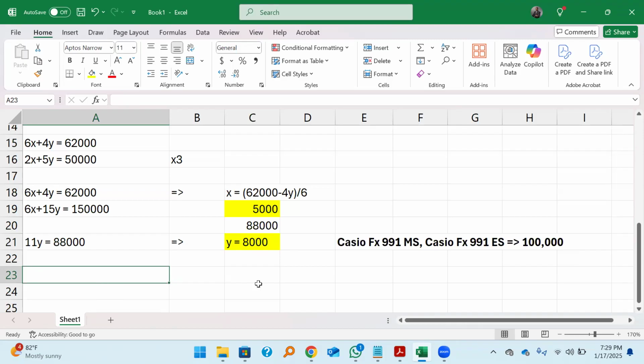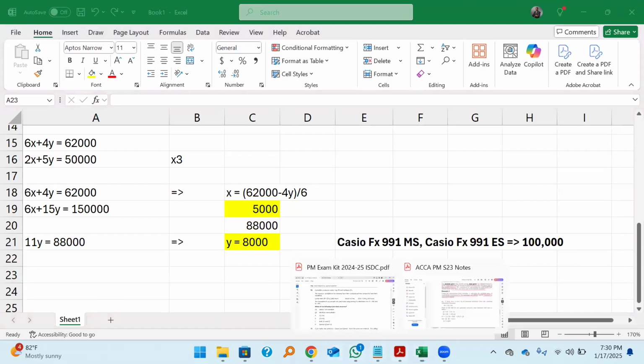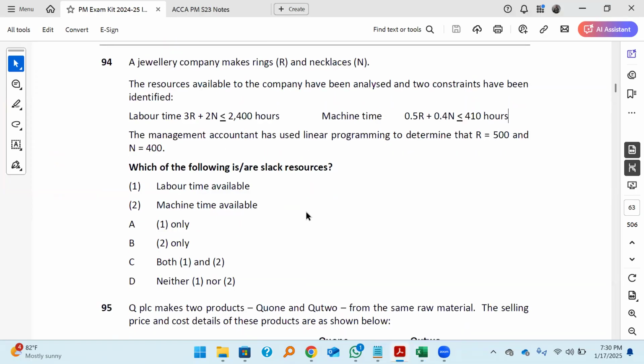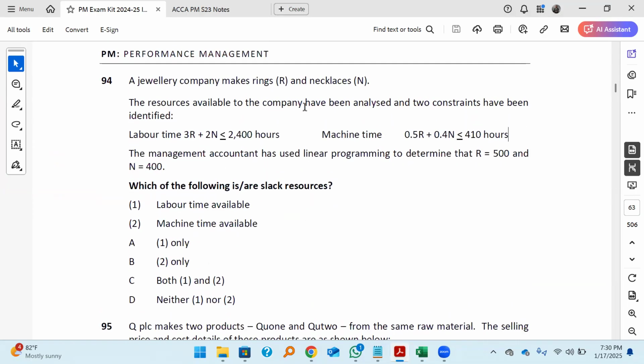Thank you. Okay, going back to this question, they are saying that a jewelry company makes rings and necklaces. They have also identified these inequalities for the resources that are available. The management accountant has used linear programming to determine that R is 500 and N is 400. So here they have solved it for you.